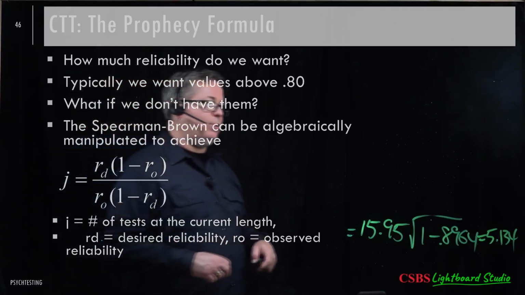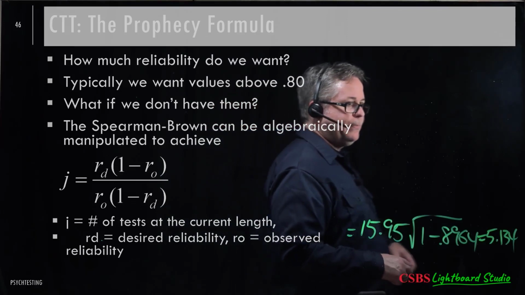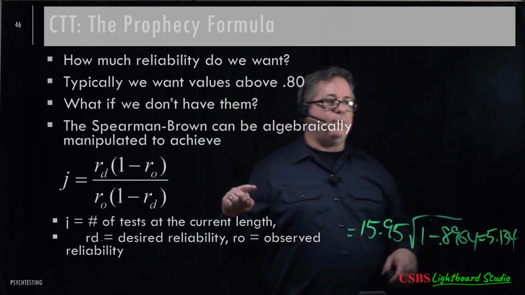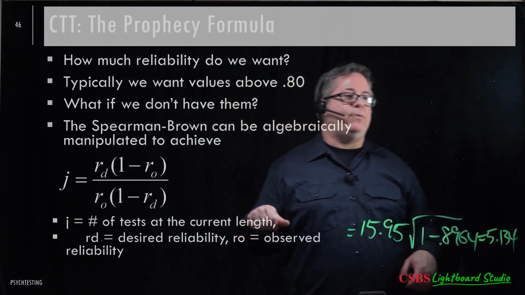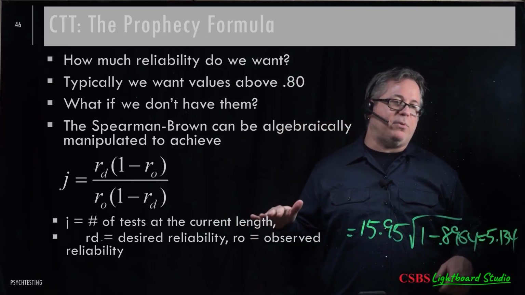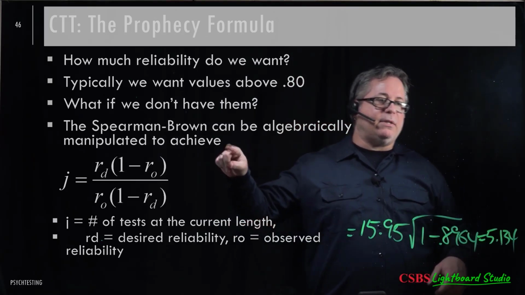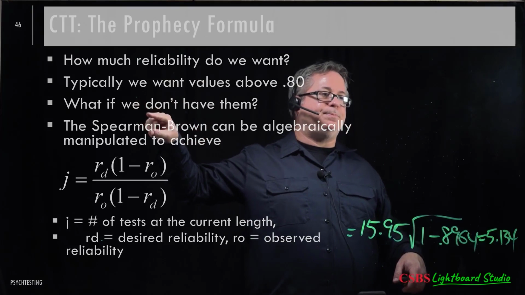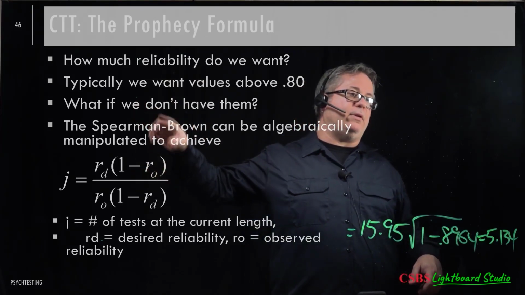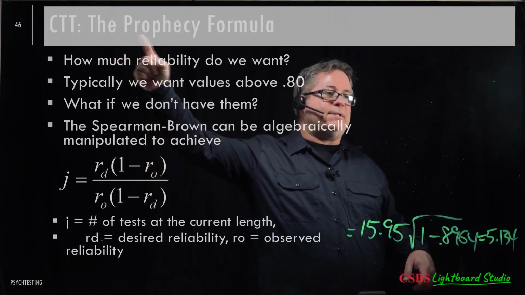So how much reliability do we want? What's the goal here? Typically we want values that are 0.80 or above. What if we don't have them? What if I don't have 0.80 or above? Well, we can take the Spearman-Brown formula from before and reconfigure it into what's called the prophecy formula.